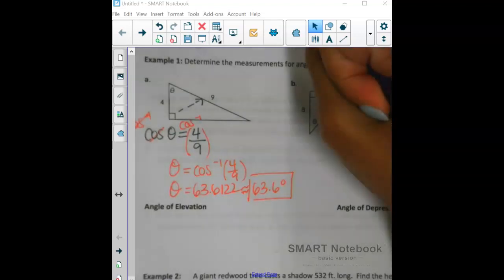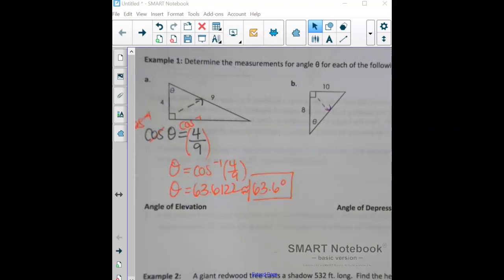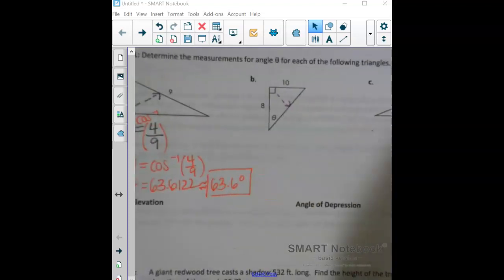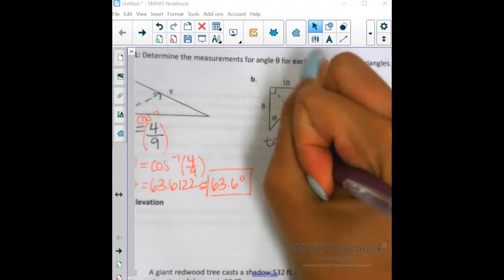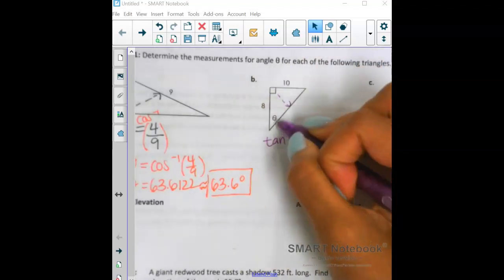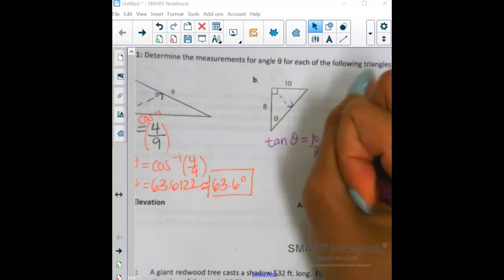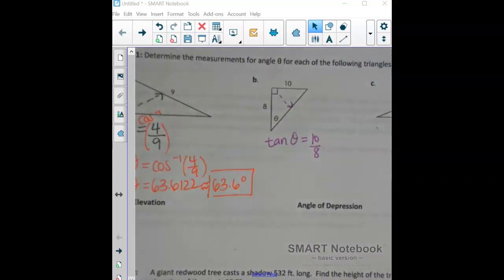Tangent, good. Right across from the 90-degree angle is literally nothing. So I could try to find that missing piece, but you don't have to. We're going to use tangent of theta, and that's going to be opposite, which is 10, over the adjacent, which is 8. I will make a note for this. You do not need to reduce that fraction. Just leave it as 10 over 8. If you reduce it, it's not going to change your answer.